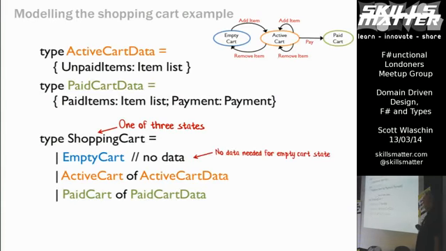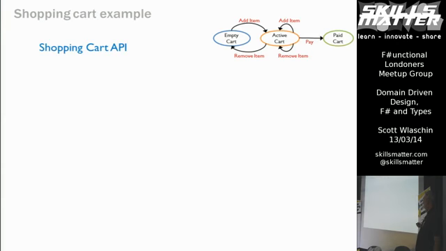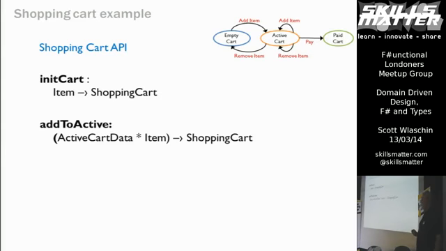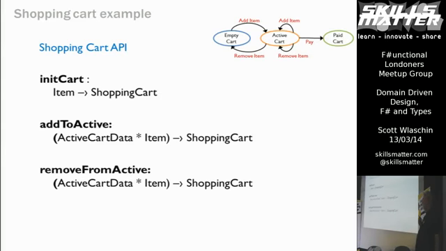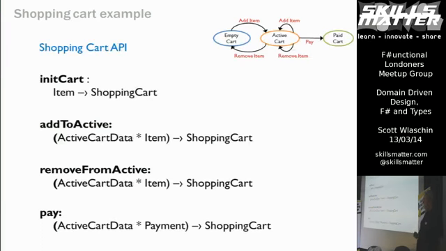Okay. So there we go. Let's define our API. So we start with an empty cart. We initialize it by adding something, and we get a new shopping cart. We add something to an active cart, and we get a new shopping cart. And we remove something from an active cart, and we get a new shopping cart. And we pay for an active cart, and we get a new shopping cart.